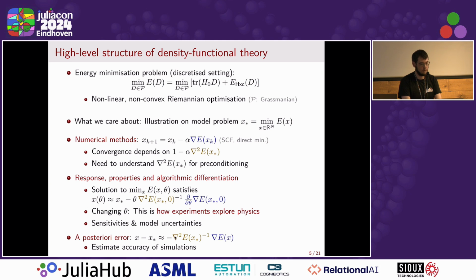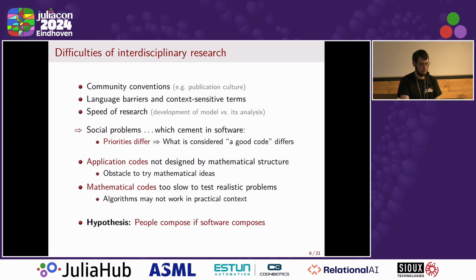So I have to invert a second derivative of the energy and multiply it with the first derivative of the energy, right? The key point to get across here is that this energy functional, its first and second derivative, are the key ingredients to the kind of simulation software that, from a mathematical point of view, I need to understand. Okay? So that's the mathematical structure.